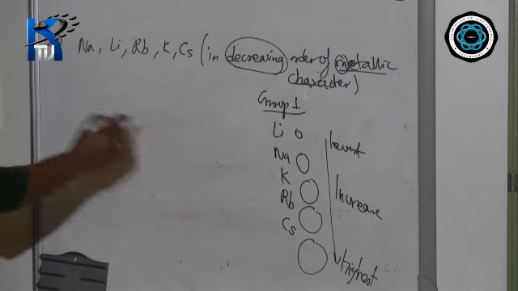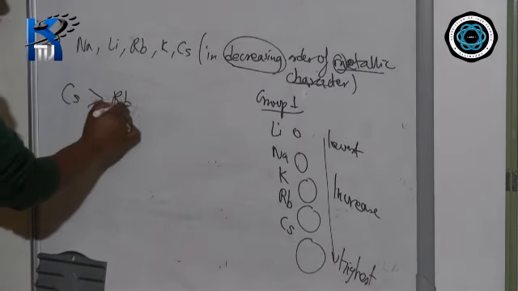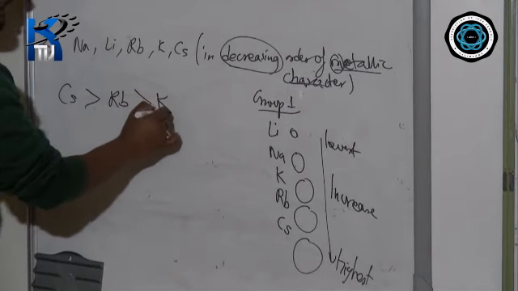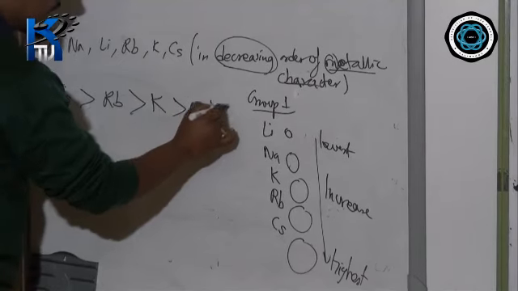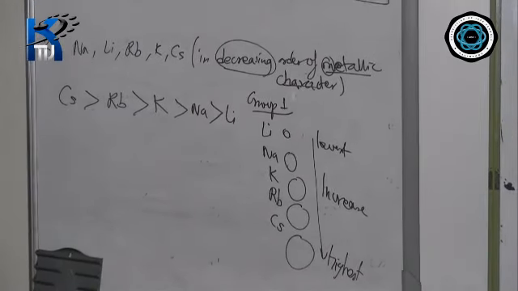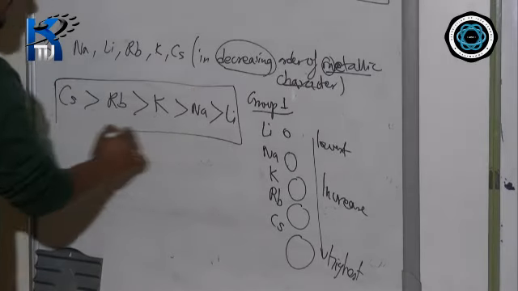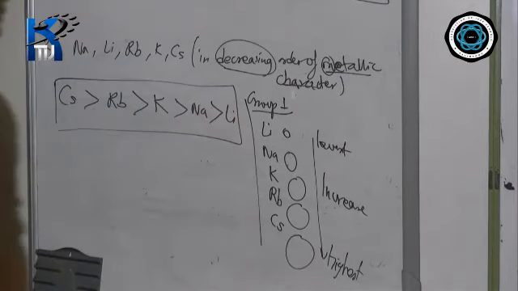So who has the highest value then? Cesium. Less than that, rubidium. Less than that, potassium. Less than that, sodium. Less than that is lithium. So this is the decreasing order of metallic character for these elements, and this is the answer for again 1 mark, but you cannot do it directly. Take the help of the rough work.